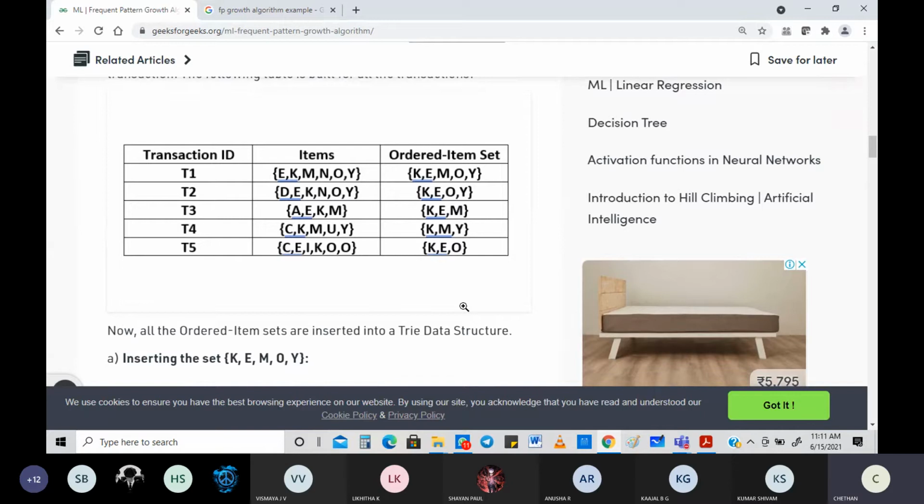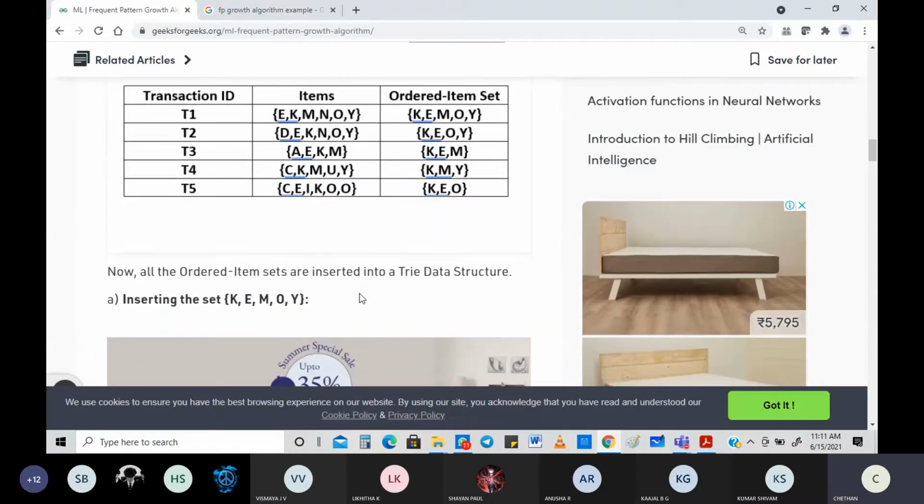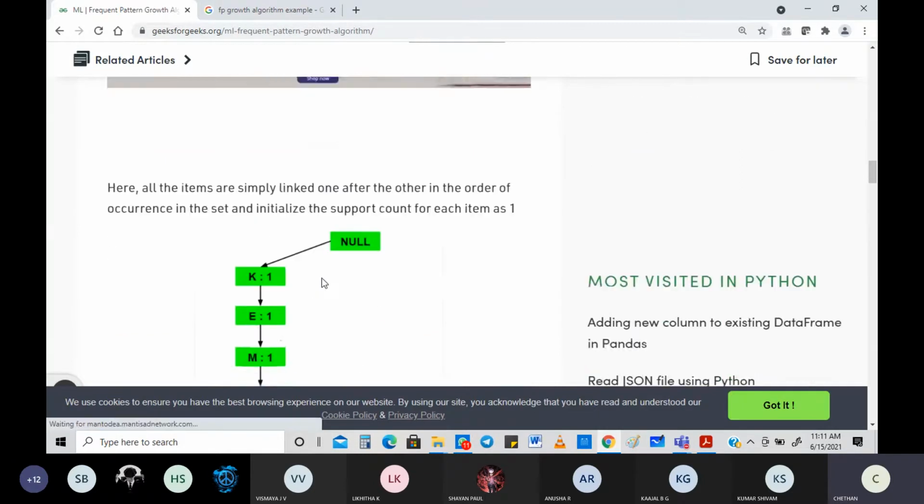Okay, you are going to write for each and every ordered item set: KEMOY, KEOY, KEM, KMY, and also KEO. Okay, so for each and every one, this is written. Now we need to write what is known as a tree for this. How do you think this will be done? This will be done like this.